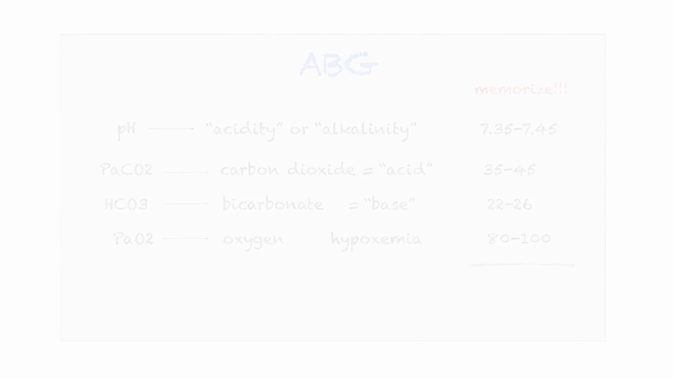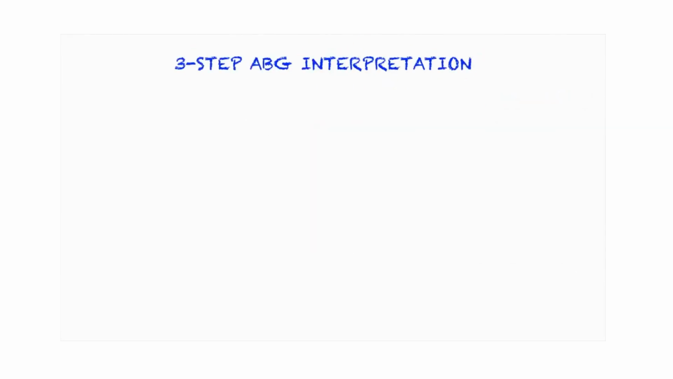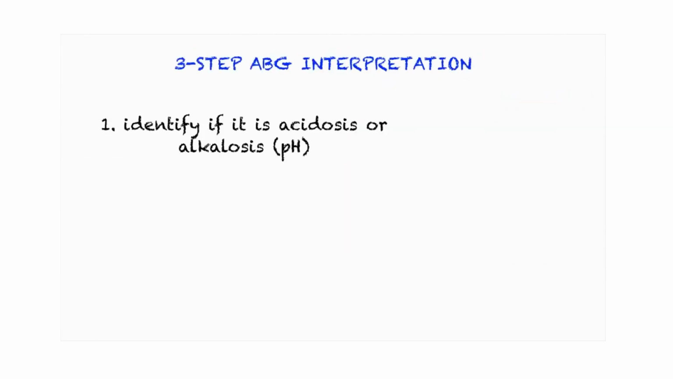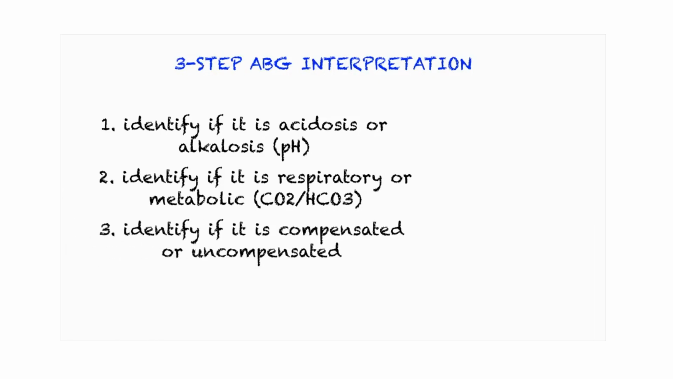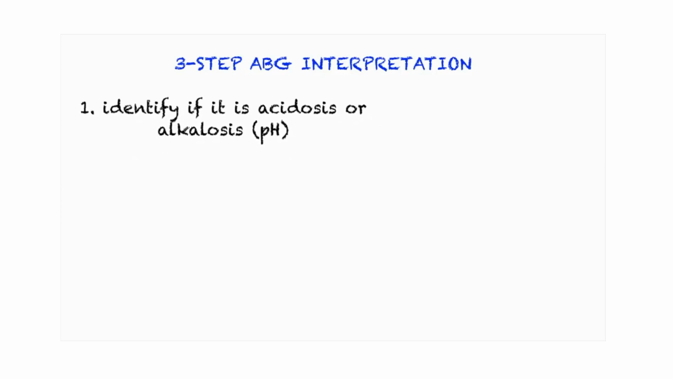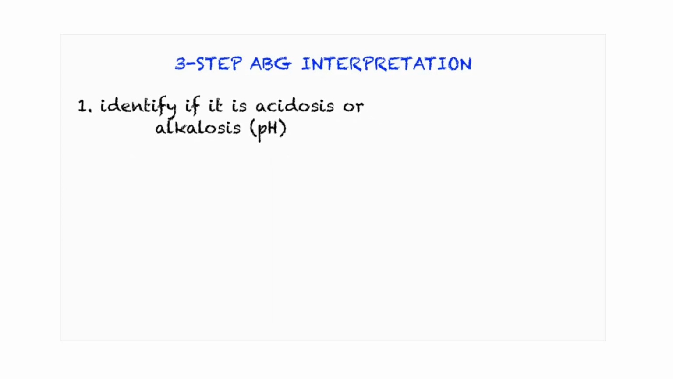Now, let us talk about the actual 3-step ABG interpretation. And these are: identify if it is acidosis or alkalosis by looking at your pH. Identify if it is respiratory or metabolic by looking at your carbon dioxide and bicarbonate. And number 3 would be identify if it is compensated or uncompensated. First step is identifying whether it is acidosis or alkalosis. Again, our normal value for our pH is 7.35 to 7.45.